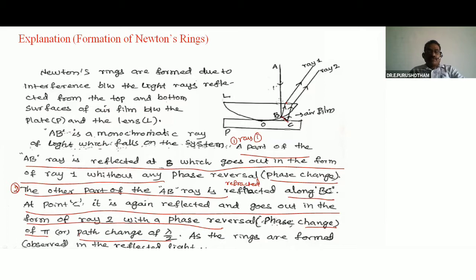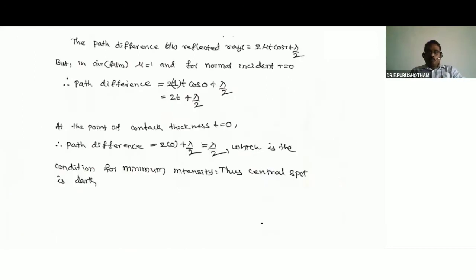So as the rings are formed in the reflected light, ray 1 and ray 2 superimpose on each other and give rise to an interference pattern, that is, dark and bright fringes or dark and bright circular rings. These rings are called Newton's rings. This is the explanation or formation of Newton rings.